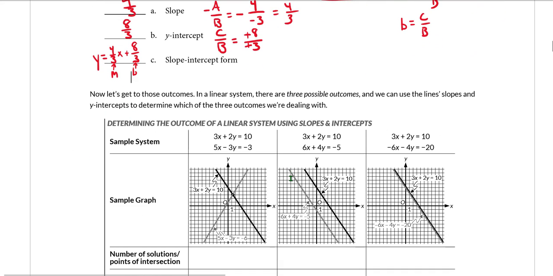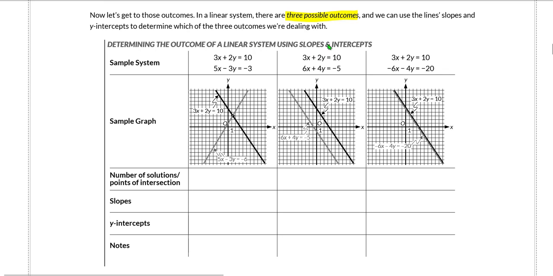In terms of the outcomes, again, the slope and the y-intercept will help us determine which of the three possible outcomes, I'm going to highlight that, which of the 3 possible outcomes we are dealing with. Let's take a look at how we can use slope and y-intercept to determine which of the outcomes we are dealing with. So in this box here, we have determining the outcome of a linear system using slopes and y-intercepts. So we've got 3 sample systems, one here, one here, one here.